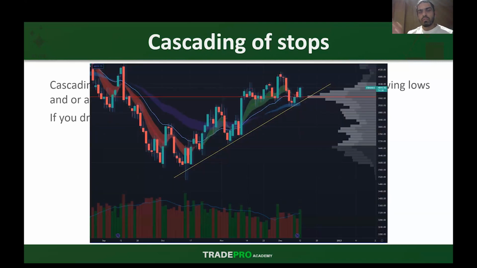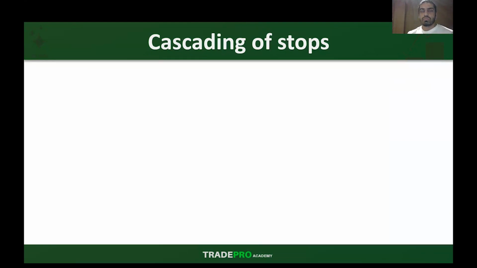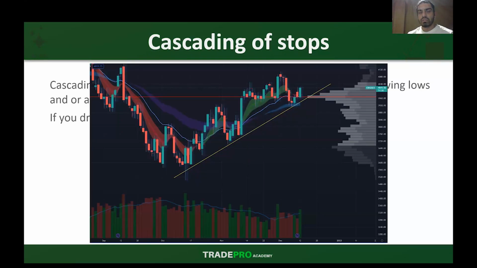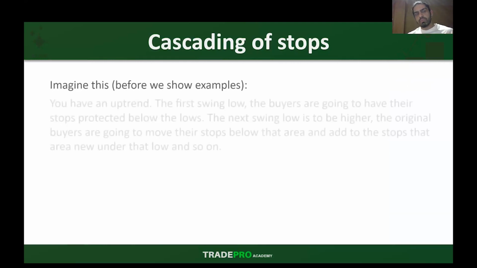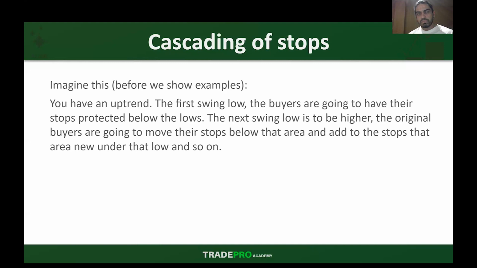But if we throw in a trend line like this, we can see naturally higher highs and higher lows. So let's go into this. Imagine this before we show examples. You have an uptrend. The first swing low, the buyers are going to have to get into that low, right?